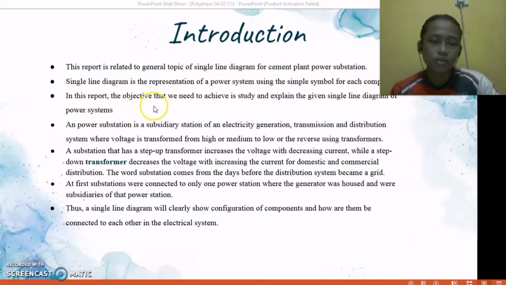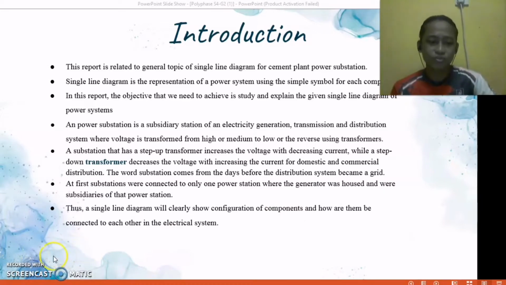In this report, the objective that we need to achieve is to study and explain the given single line diagram of a power system. A power substation is a subsidiary station of electricity generation, transmission and distribution. Substations with step-up transformers increase the voltage while decreasing current, while step-down transformers decrease the voltage while increasing current for domestic and industrial distribution. Thus, a single line diagram clearly shows the configuration of components and how they are connected to each other in an electrical system. That's all for me.